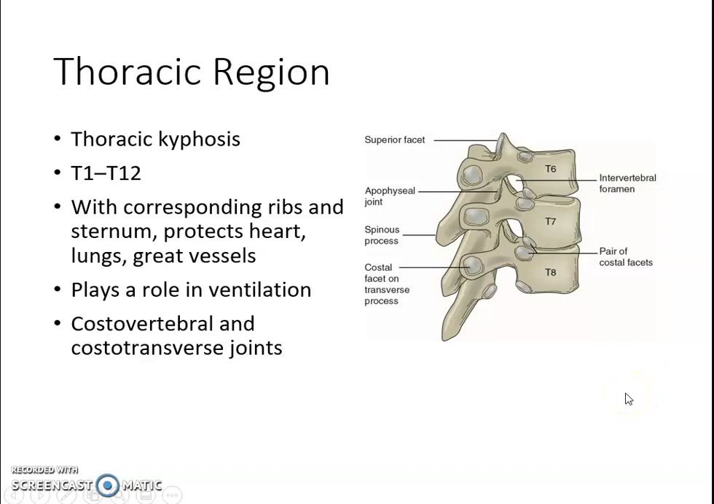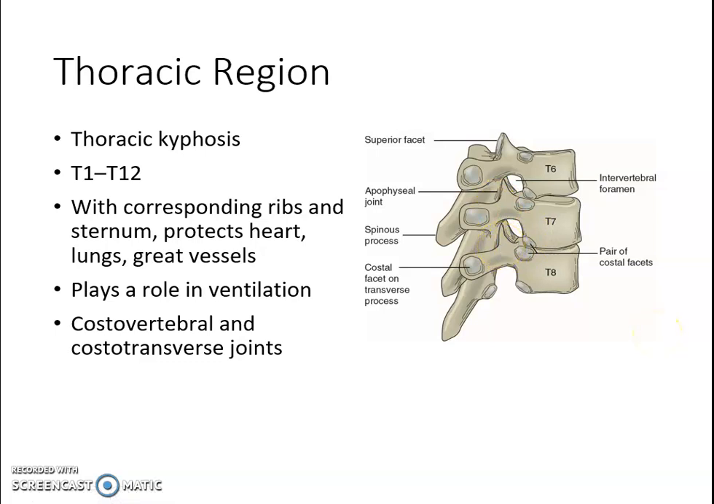Next is the thoracic region. It has 12 vertebrae, and the normal curvature of the thoracic spine is kyphosis. The major function is the attachment of the ribs and rib cage, which take part during respiration. The costovertebral and costotransverse joints are the two joints that are a distinct feature of the thoracic spine, where the ribs actually articulate with the thoracic vertebrae.